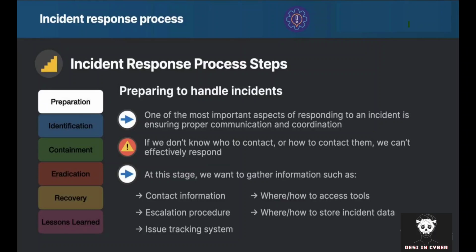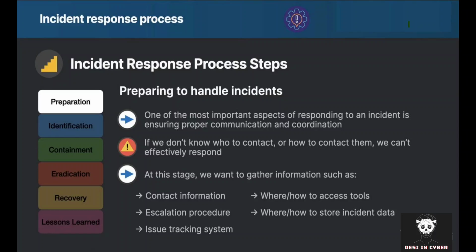The first step in the incident response process is preparation. One of the most important aspects of responding to an incident is ensuring proper communication and coordination. If you don't have information about who you should call for what, and how you can contact them, then you won't be able to effectively respond. At this stage, you want to gather information such as contact information, which team member within and outside of the organization needs to be involved, and how can they be reached?